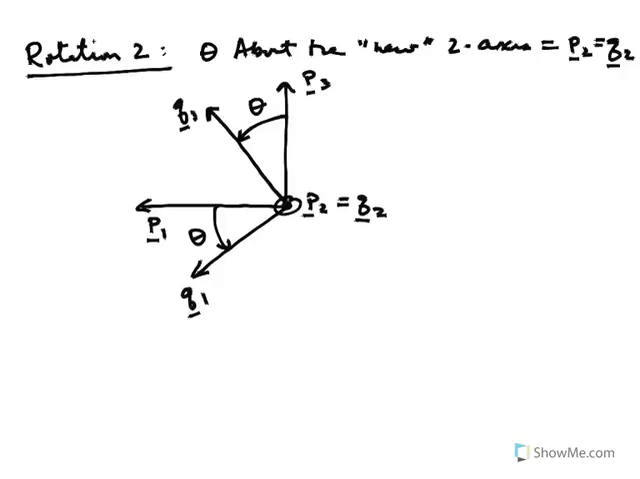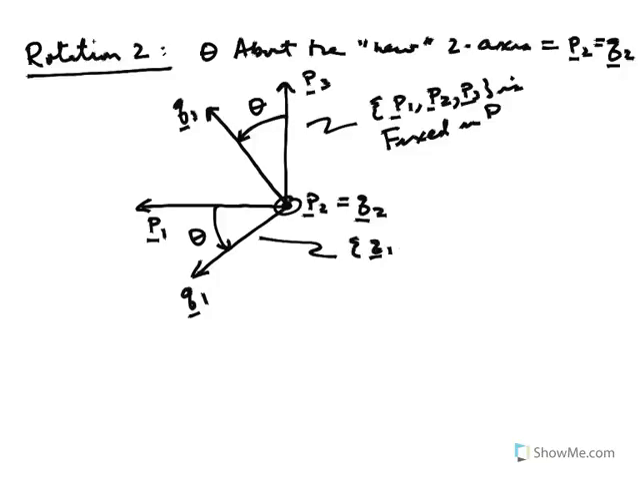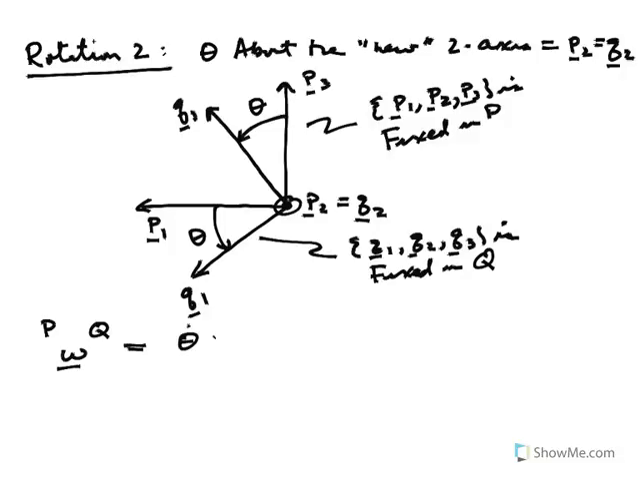So if you look at this now, you'll see that this basis again, P1, P2, P3, is fixed in P, and then this new basis, Q1, Q2, Q3, is fixed in Q. So as a result of that, you'll see that the angular velocity of frame Q relative to frame P is equal to theta dot times Q2, where again I'm doing the same thing I did before.